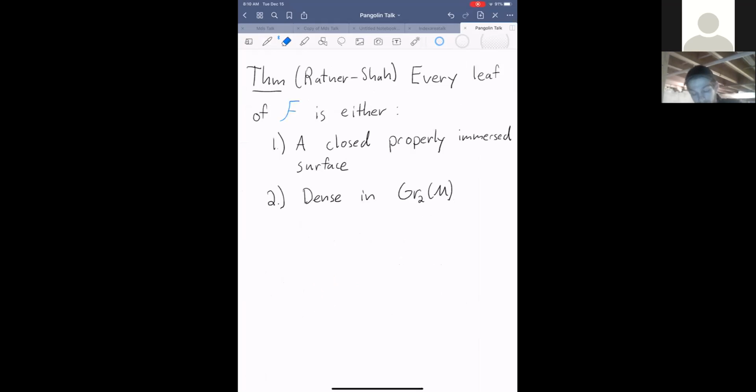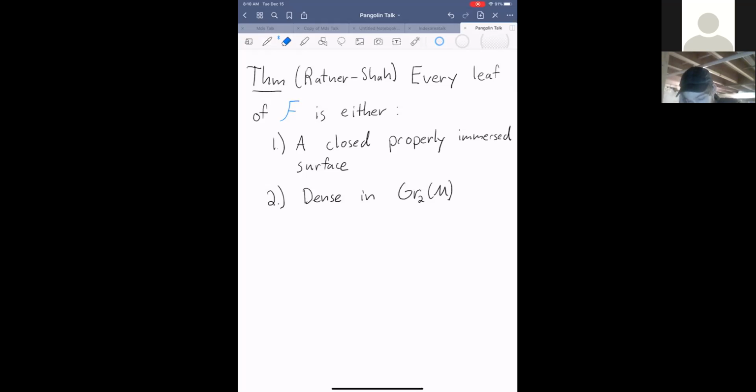This theorem is due to Ratner and Shah independently; it follows from Ratner's theorems, but Shah also gave a proof. It's a complete rigidity that holds here: every leaf of this foliation blue F either closes up to be a properly immersed totally geodesic surface inside M, or, if it doesn't do that, then it actually has to be dense inside the Grassmann bundle of tangent two planes. Right, so a couple of comments on this.